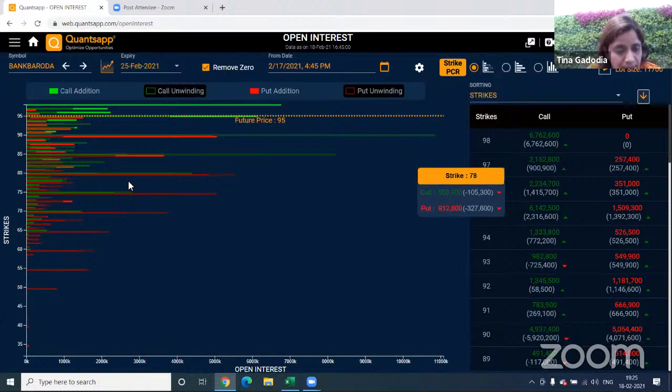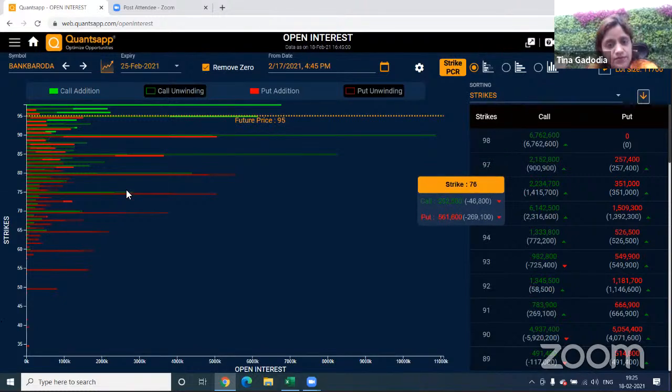When this happens at the start itself, at 10 o'clock in the morning, you can start getting the hint. Like multiple strikes, you are seeing the unwinding, and it's shifting higher. That itself gives you a lot of good vibes.